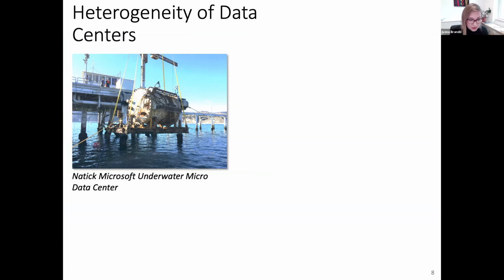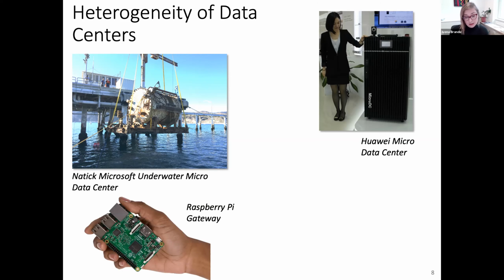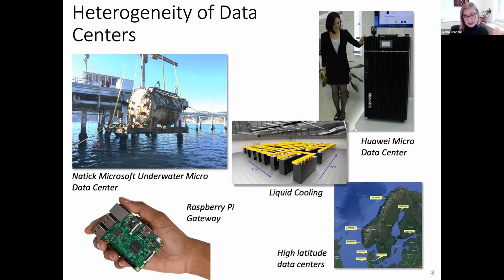Then we all know micro data centers that you can put into the corner of your office, so you have your data close to you. We know Raspberry Pi gateways where we can do small computation, I don't know, data staging, whatever, but still we can do some form of computation in the vicinity of the users. High latitude data centers, liquid cooling data centers. So data centers have different forms and flavors and different geotemporal conditions that we have to put into the equation when we are dealing with large-scale distributed applications like machine learning and artificial intelligence that are used to steer cars, for example.